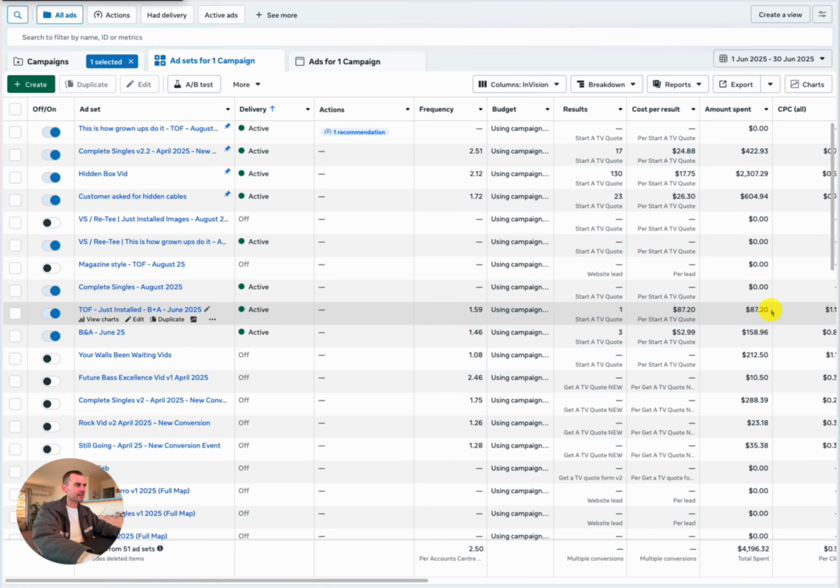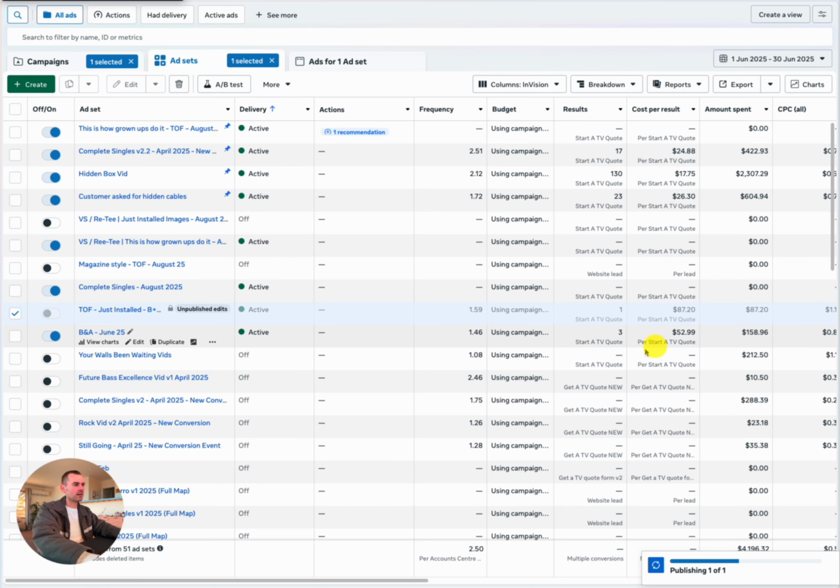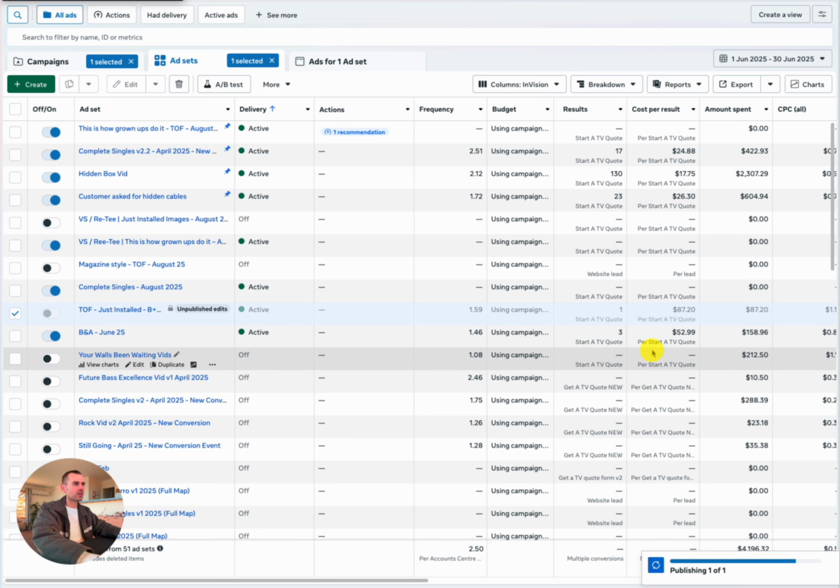If it's this drastically low, then we just head over here and we just flick it off like that. That's as simple as that. And now that ad is off. We don't need it on because it's not actually doing anything for us.